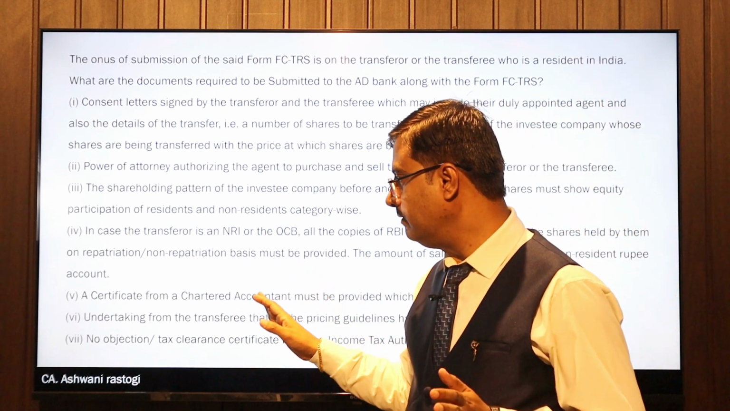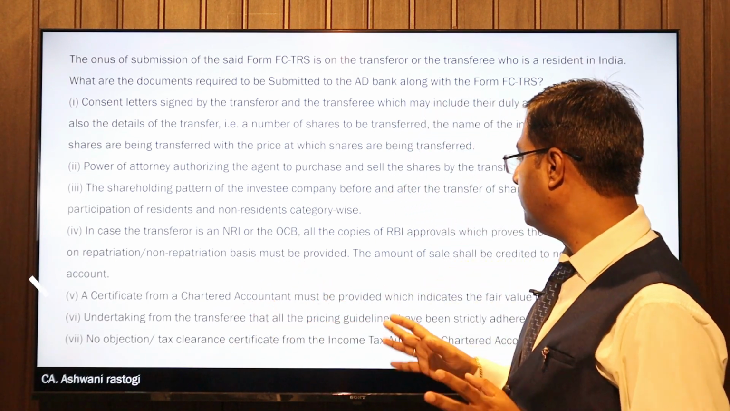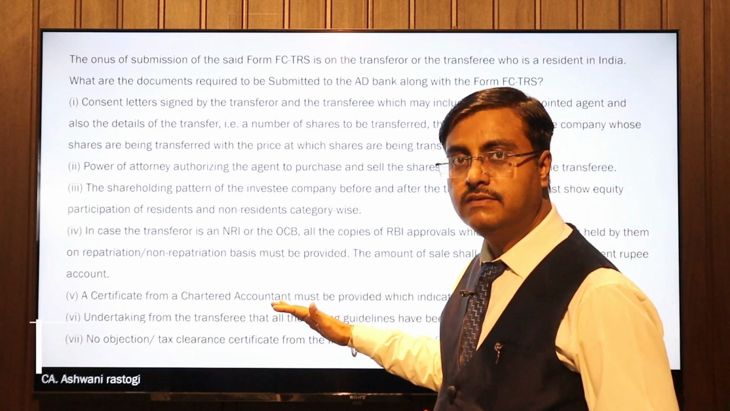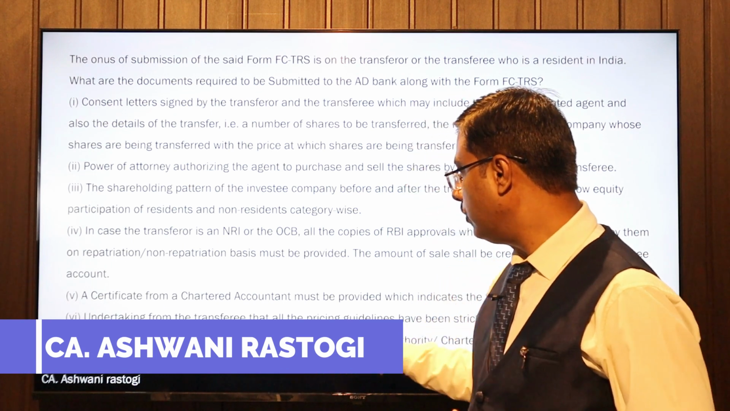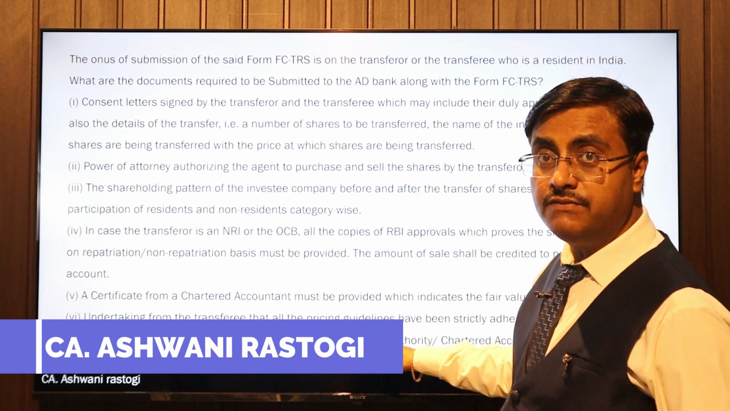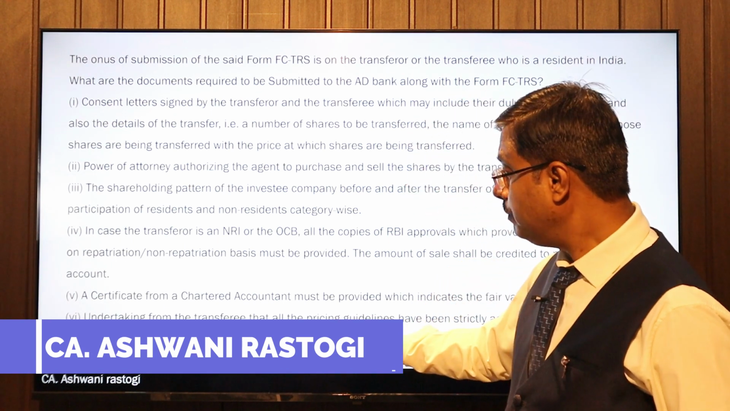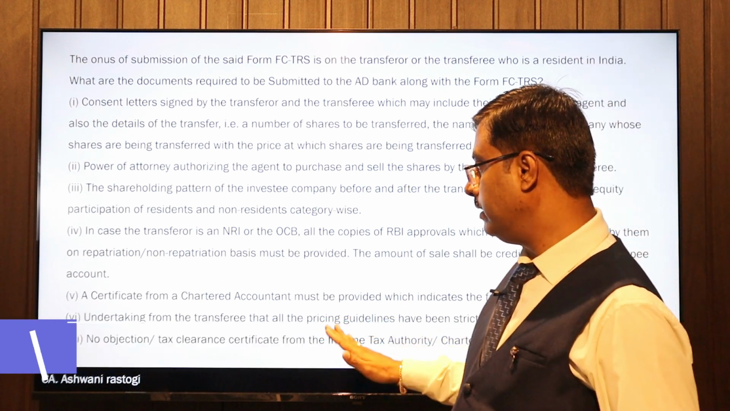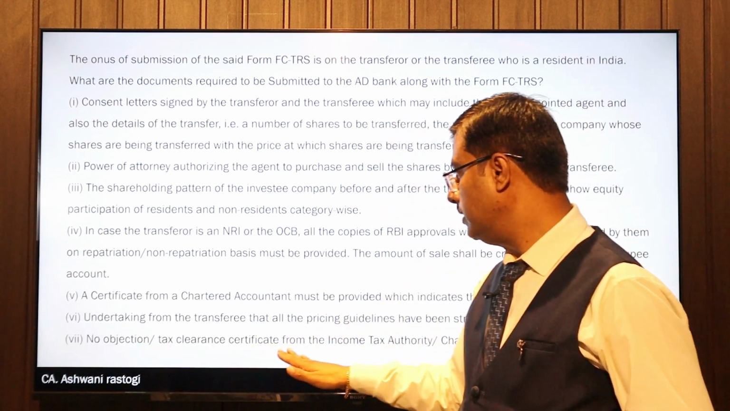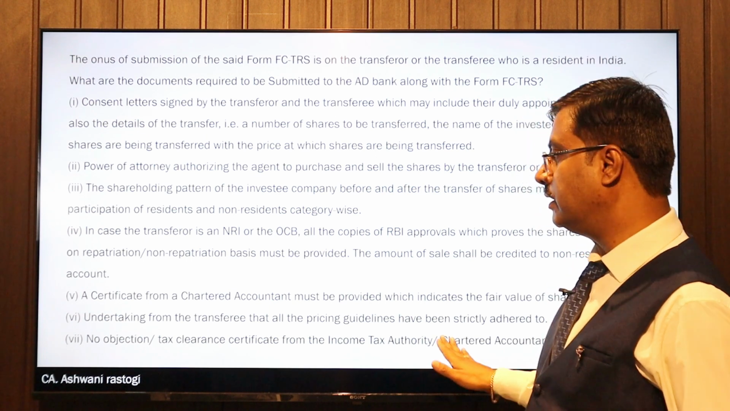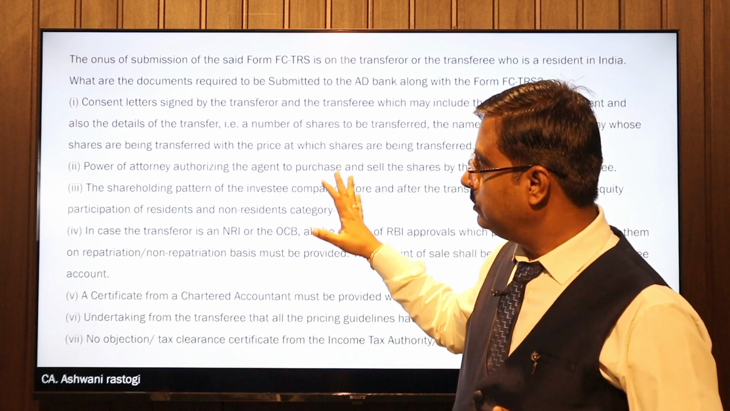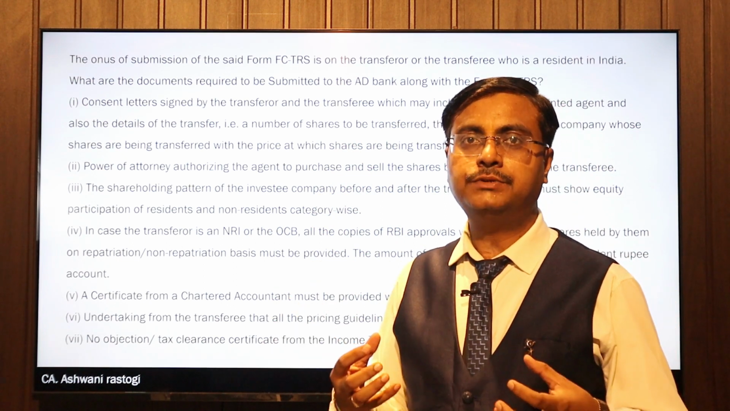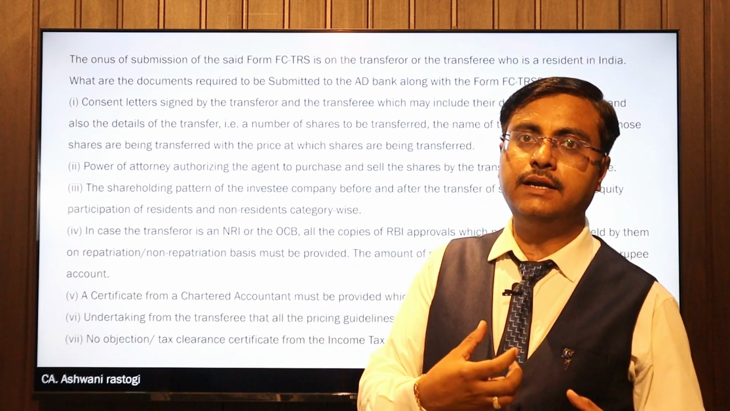Repatriation is foreign remittance. A certificate from the chartered accountant must be provided and must be affixed in the FCTRS form. An undertaking from the transferee that all the pricing guidelines have been strictly followed. These pricing guidelines are from the FEMA perspective, along with a no objection from the income tax authority or a chartered accountant. So, this is the Form 15CB. So, this is the story for transfer of shares by a non-resident to a resident.